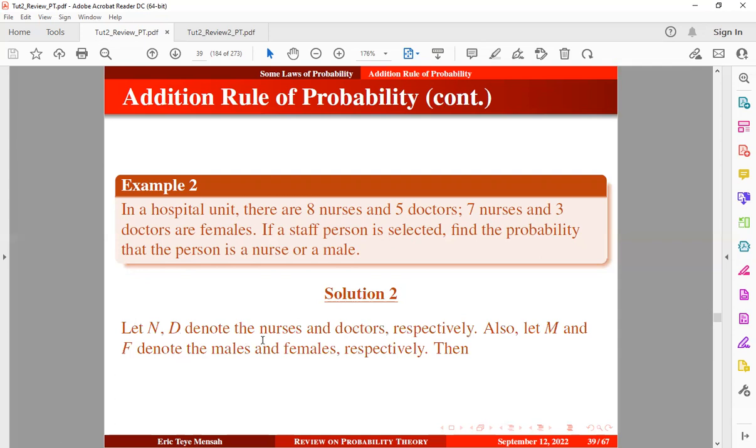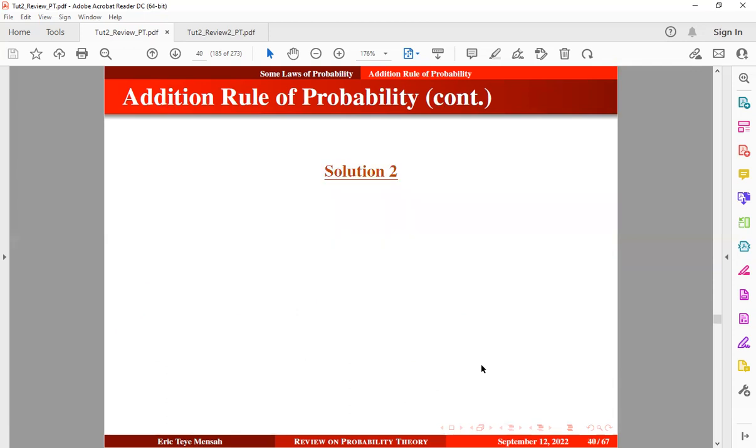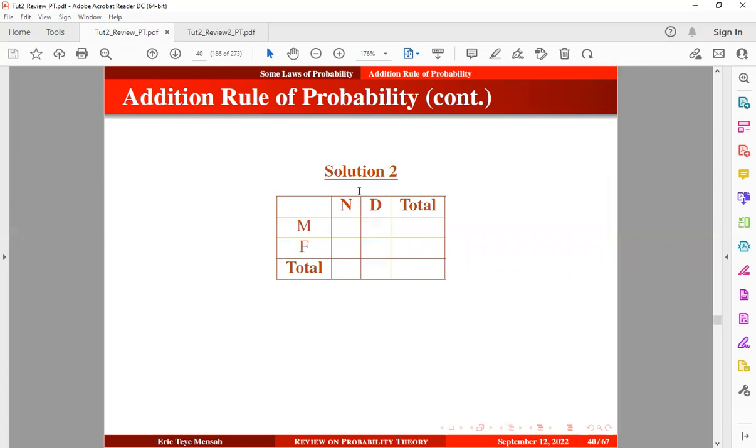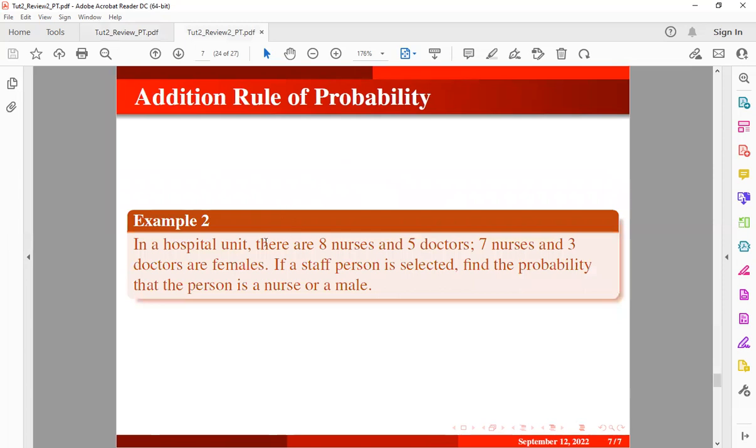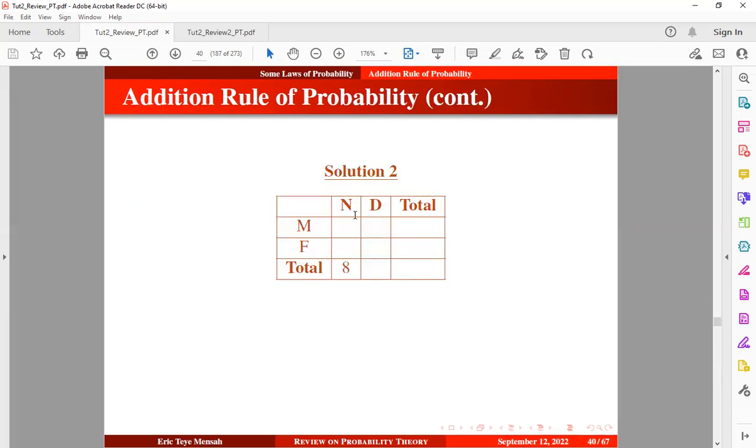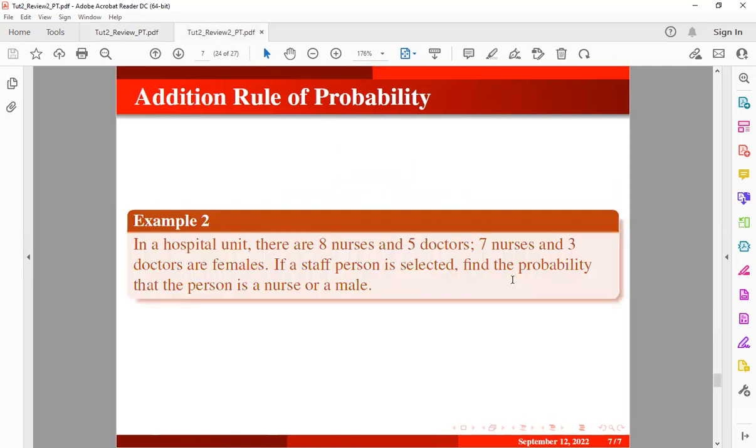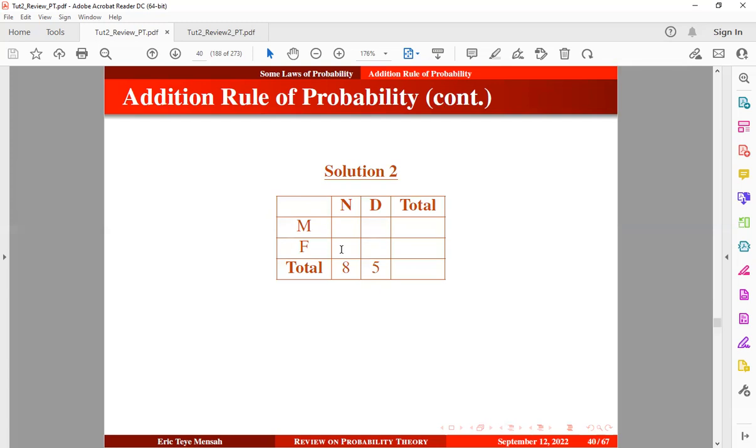Let N and D denote the nurses and doctors respectively. Also let M and F denote the males and females respectively. So in order to do this, let's try and create a table. We have the nurses and doctors at the column side and the gender at the row side, male and female. From the question, we are told that there are 8 nurses and 5 doctors, so the total number of nurses is 8 and that of doctors is 5. We are also told that 7 nurses and 3 of the doctors are females, so we have 7 female nurses and 3 female doctors.